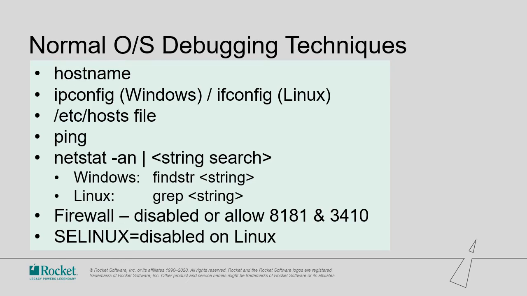Here are some of the normal operating system tools used to debug the toolkit. Host name. You can use the host name command to see what the host name of the server is to make sure you're using the correct host name in the toolkit or if you're on the wrong server. Etc host file. You can check the host file to see if there is an entry assigning an IPv4 address to the host name you're using.